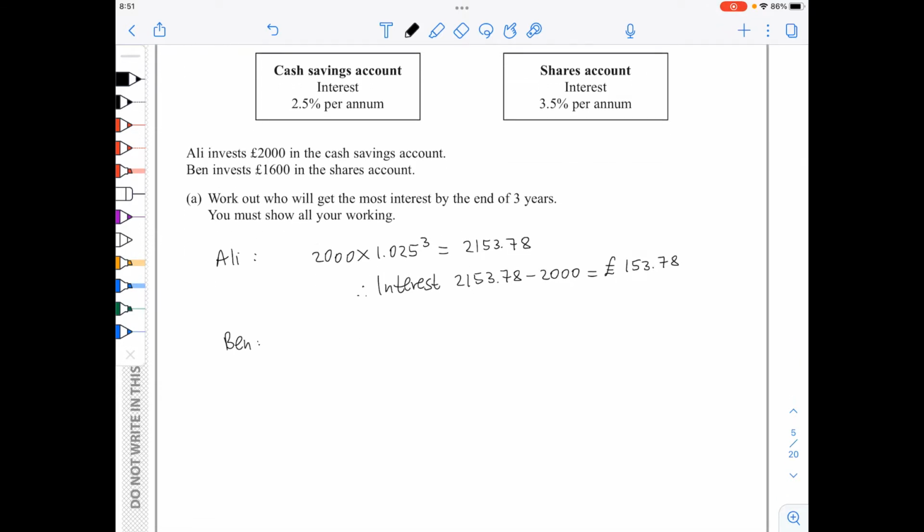I'm gonna do the same for Ben. So Ben invested 1,600. He's attracting an interest of 3.5%, so the multiplier is 1.035, again raised to the power of 3, which is giving 1773.95. This means that the interest is gonna be 173.95. So since 173.95 is greater than 153.78, Ben will get the most interest.